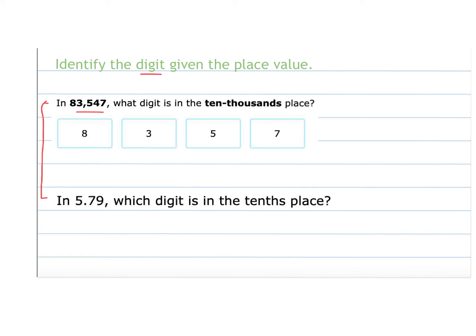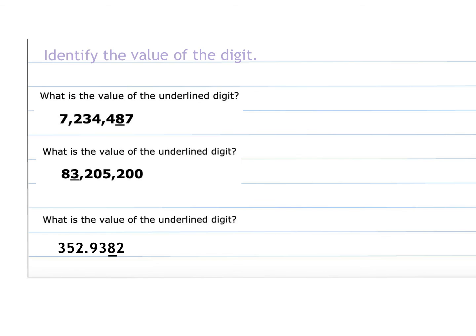So I always like to start from the end if I don't have my chart, so that I make sure I count correctly. So I have ones, tens, hundreds, thousands, 10,000s. 10,000s, there's no TH after it, which makes sense because there's no decimal anyways, so then I know it's to the left, and that's going to be an 8. And then in 5 and 79 hundredths, which digit is in the tenths place? I know tenths is right to the right of the decimal, which is 7, so then it's going to be 7. And lastly, we have identifying the value of the digit.